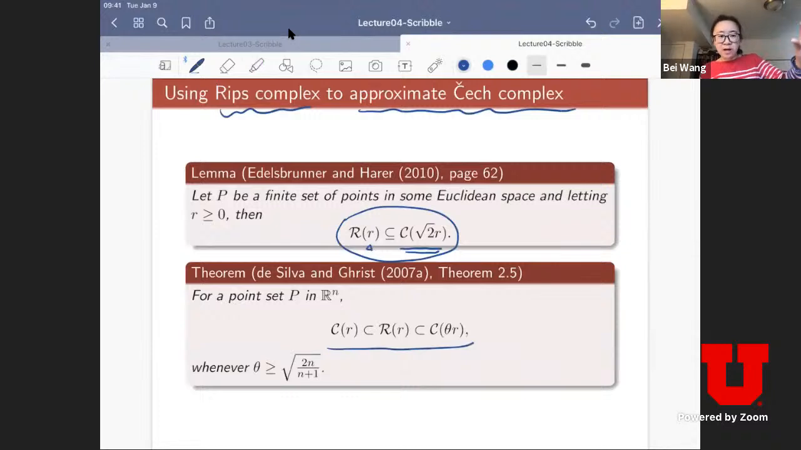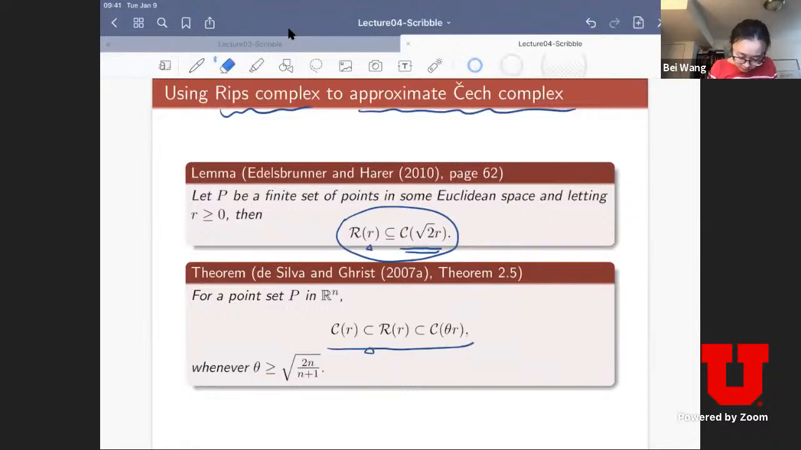The first lemma is saying that the Rips complex at a lower radius is a subset of a Čech complex at a higher radius. But the first relation is actually easier to understand. The Čech complex at a radius r is a subset of a Rips complex at the same radius r, right? Because of this, of course, sorry, let me be careful.